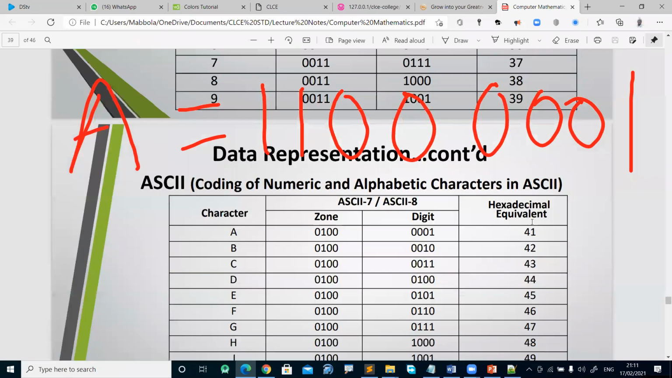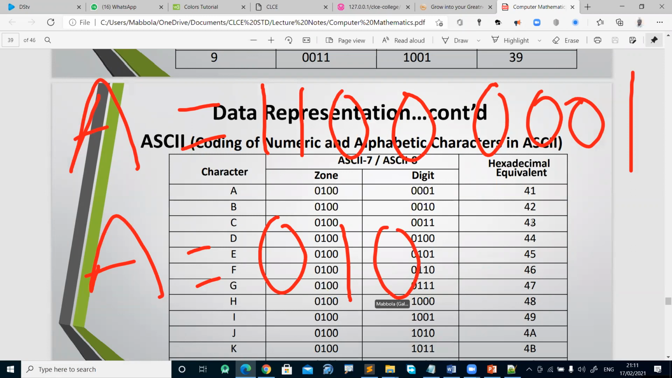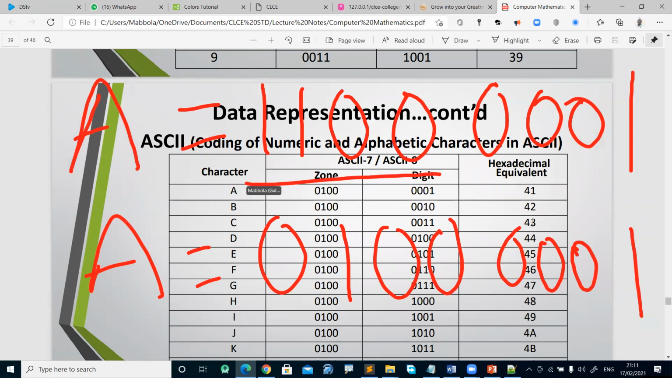Now, with 8 bits, character A, how is it going to be written? A in ASCII is going to be written as 01000001. Now, where is the difference? At the beginning there could be a difference. The rest will be the same.